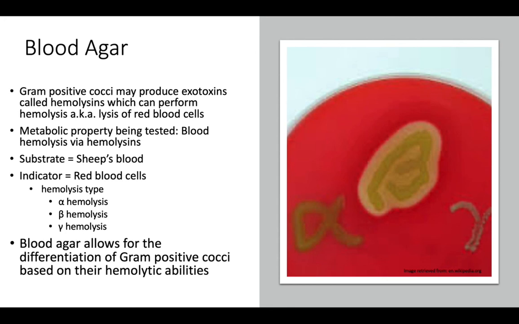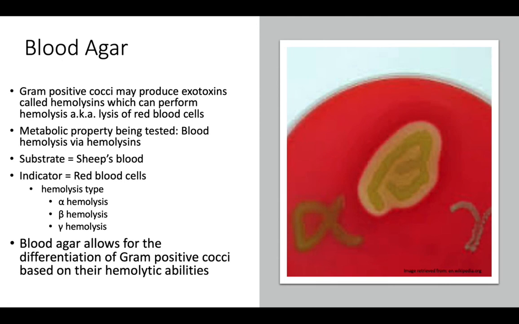So we are looking for different types of hemolysis. So this will be indicated again by the red blood cells. So we might have complete destruction of the red blood cells. We might have just some degradation of them or nothing. Maybe they don't do anything with the red blood cells. So blood agar will allow for the differentiation of gram-positive cocci based on their hemolytic abilities. So there are different types of streptococcal species that do different types of hemolysis. They're capable of different types of hemolysis.